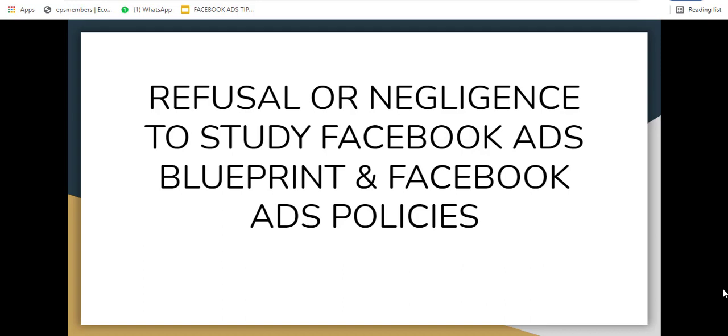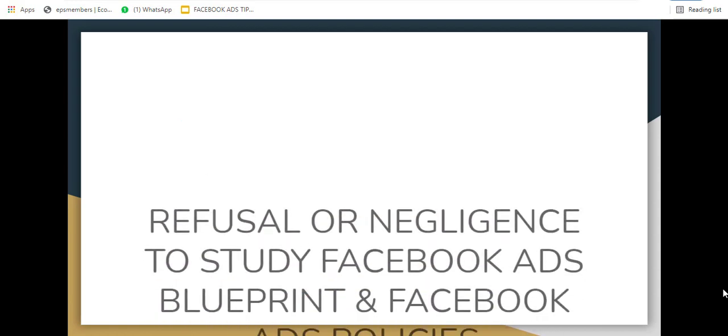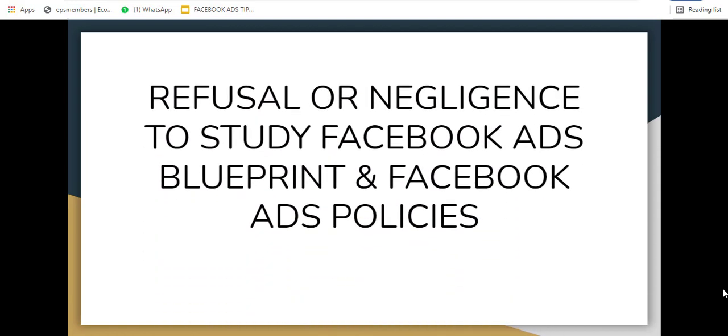They are 100% interested in safeguarding the interests of their viewers or members on their platform. So the major reason why your advert is being restricted or is not approved or is banned is because of your refusal or your negligence to study Facebook ad blueprint and Facebook ad policy.